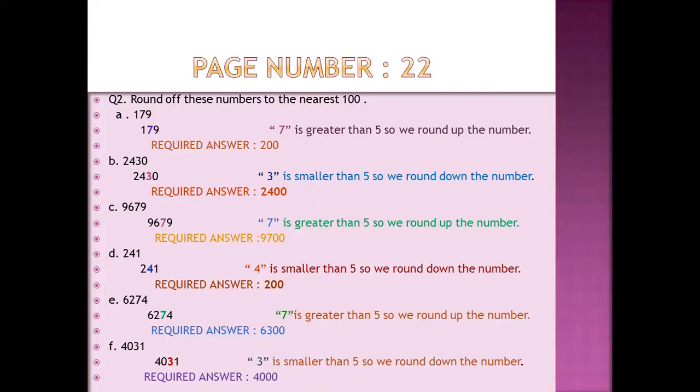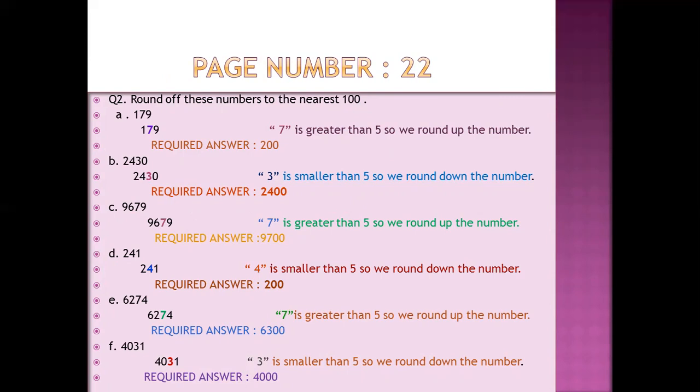But 3 is less than 5. So we round down our number and our answer will become 2400. Come to part C. 7 lies on the tens place. And what is 7? 7 is greater than 5. It means that we round up our number and our required answer will become 9700.